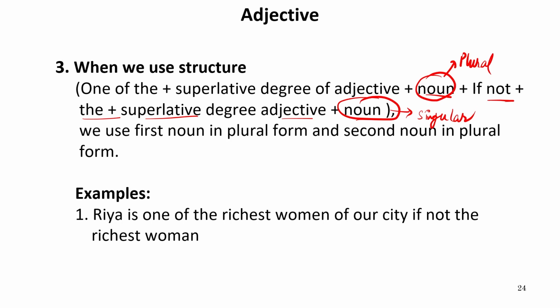For example, Ria is one of the richest women of our city, if not the richest woman. We can see over here that whenever we write one of the, it should be followed by a plural noun. Women is a plural noun. Of our city, if not the richest woman, because here we are talking about only Ria, so this is richest woman, a singular noun. So in this structure, the first noun written after one of the plus superlative degree of adjective should be in plural form, and the noun written after if not the plus superlative degree of adjective should always be in singular form.